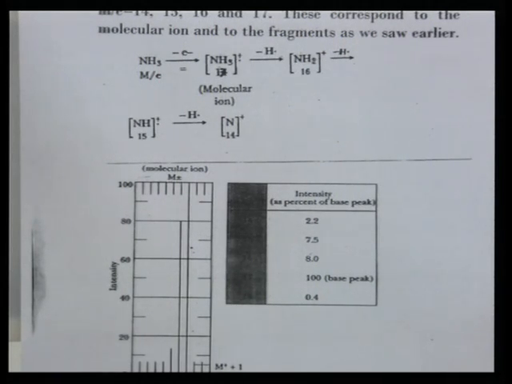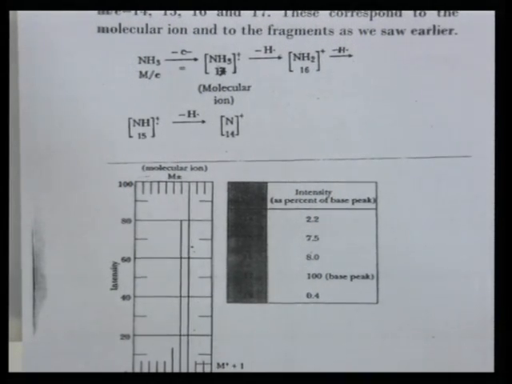Now, this molecular ion loses an H radical to produce the NH2 plus ion corresponding to m/z value 16, and then further removal of another H radical produces the NH radical cation, m/z value 15. Then this NH cation loses an H radical to produce N plus, m/z value 14. So, this is the mass spectrum. Now, the peak corresponds to 18 mass units. The molecular ion with m/z value 17 corresponds to the molecular weight of the ammonia molecule.